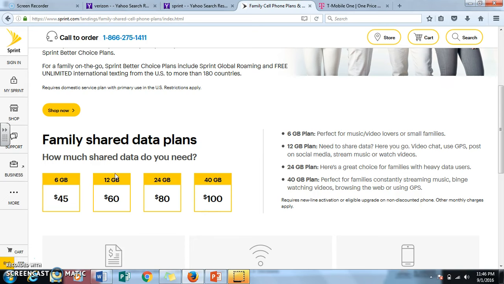But if we also look at, they have a 12 gigabyte plan, that's $60, still plus that $80 a month. So now we're down to $140. 12 gigabytes is a little less than what we were looking for. It's 3 gigabytes per person. It's a little under, but it's acceptable as well.